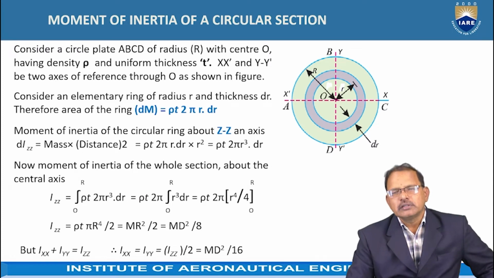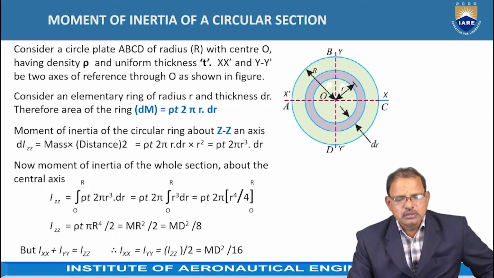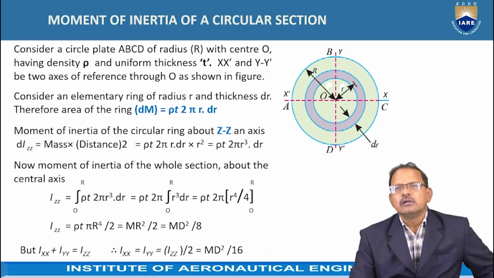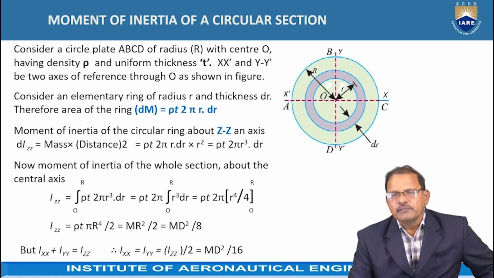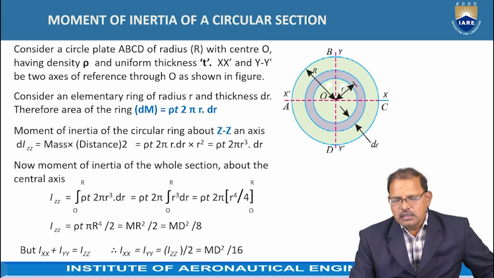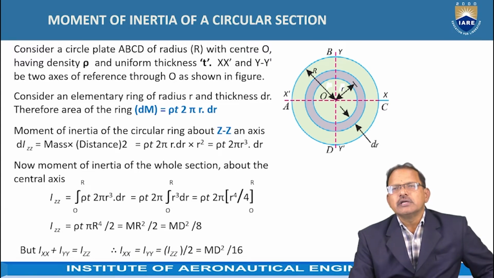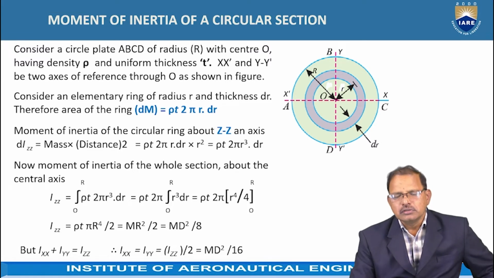The moment of inertia of a circular section. Now consider a circular plate ABCD as shown in figure, having radius equal to capital R, and capital D representing its diameter, which has density rho and uniform thickness T. Let x dash and y dash represent the two reference lines which are passing through the CG of the circular plate as shown in figure.